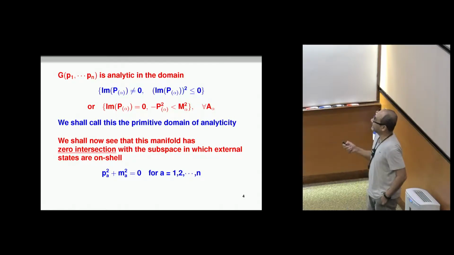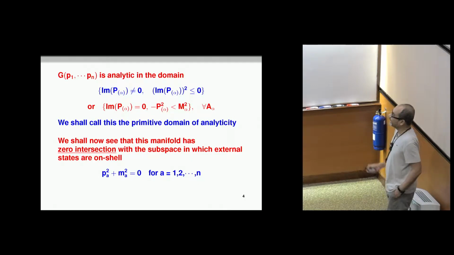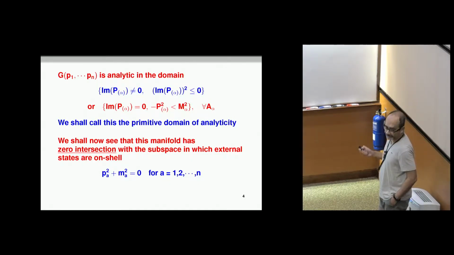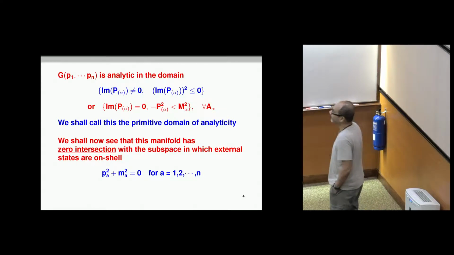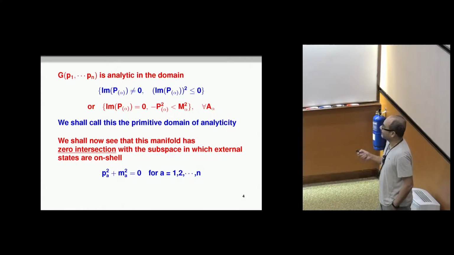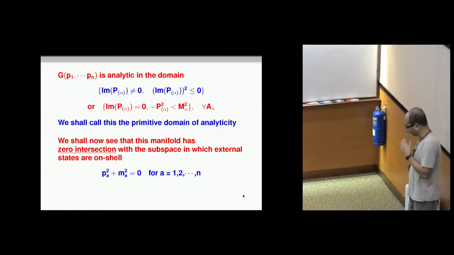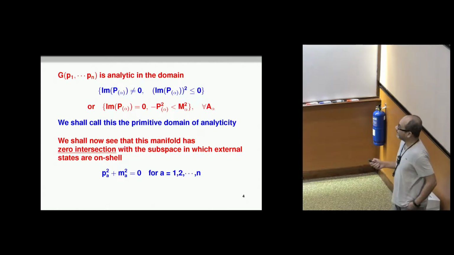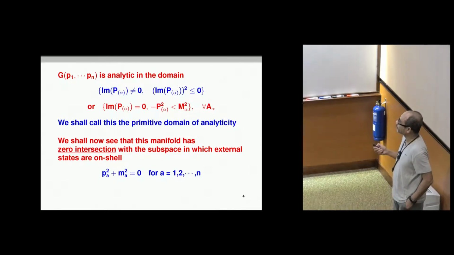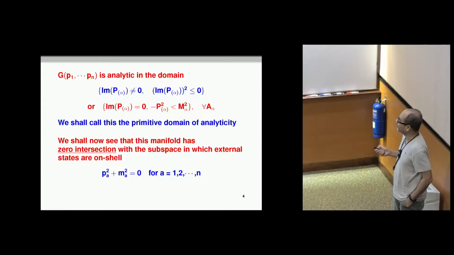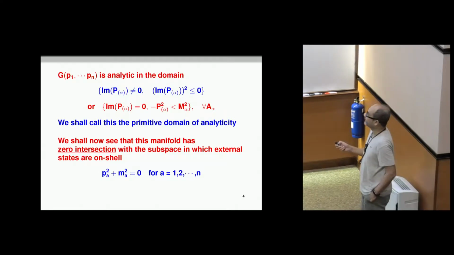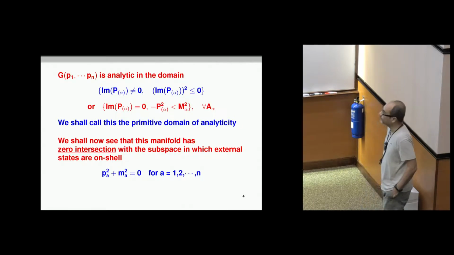Okay. So this is the statement, and we'll call this the primitive domain of analyticity. Now we'll prove a result which is somewhat discouraging, at least naively. The result is that this domain has zero intersection with the subspace in which the external states are on shell. Namely, if we demand that this condition holds, and if we demand that all the external particles are on shell, then there is no intersection. There are no common points.